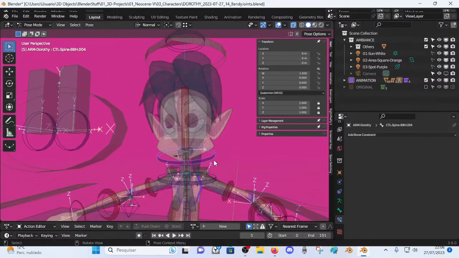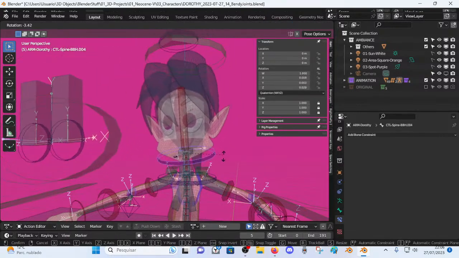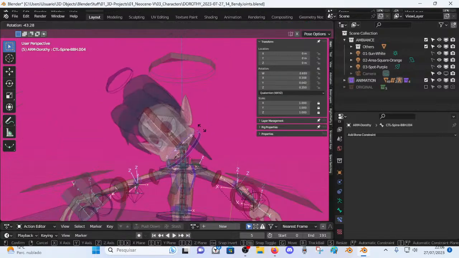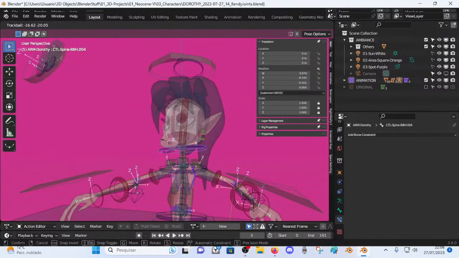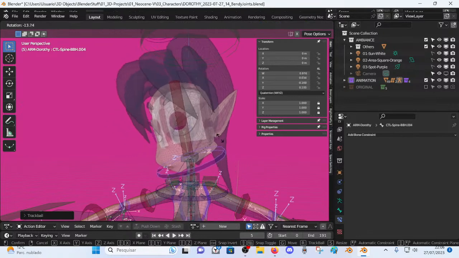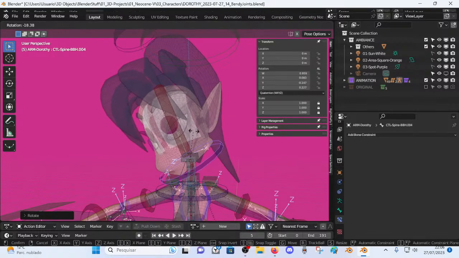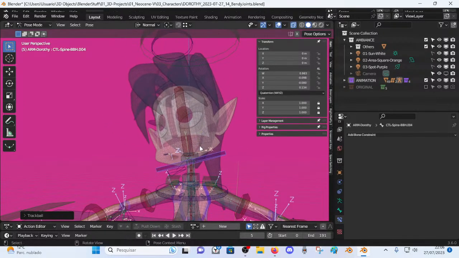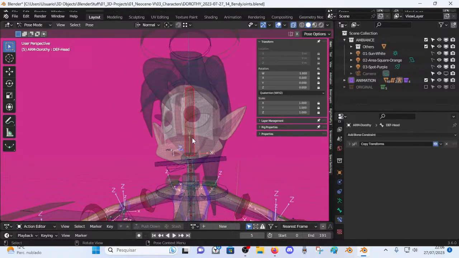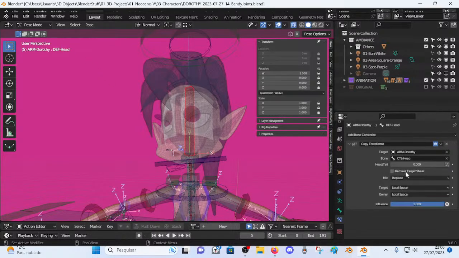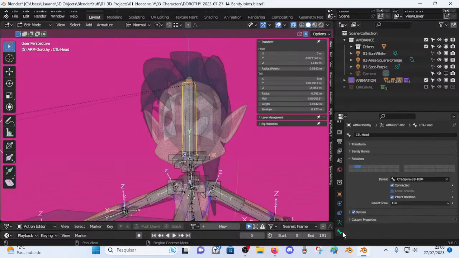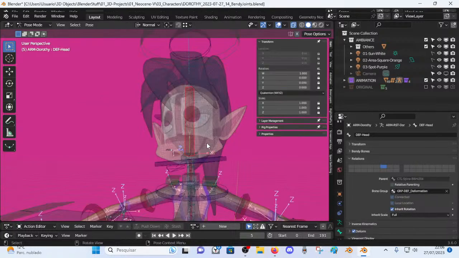And where is the neck? Yes, this bone can rotate the head, but it rotates the head because of the parenting, because these things are parented to that. This is correct, 004. Wait. 004, yes, exactly. Both are parented to that.